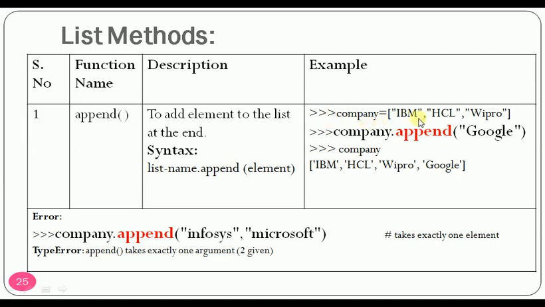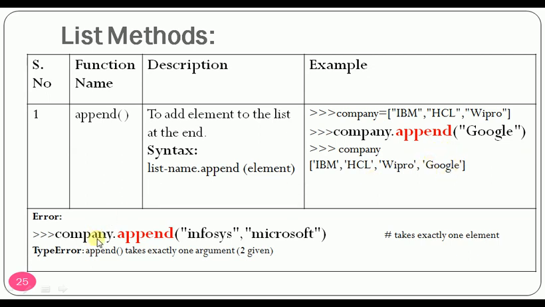Company list contains IBM, HCL, Wipro, 3 strings. To the end of this company list, I want to add Google. So I can give the statement like this: company.append, within the bracket specify Google. Look at the current company list. It is IBM, HCL, Wipro, and then Google. This Google is added to the end of the list.